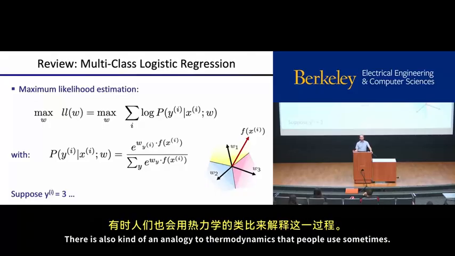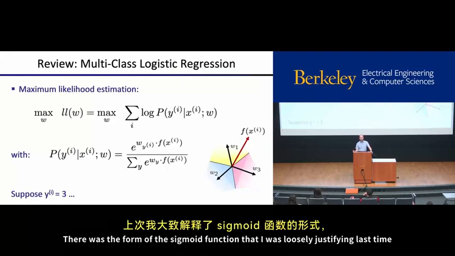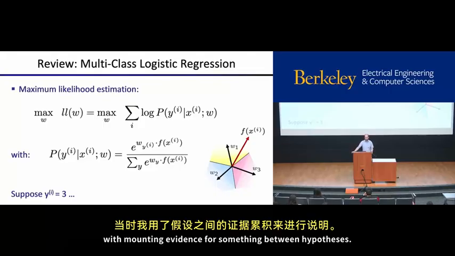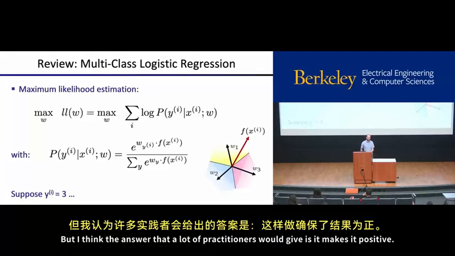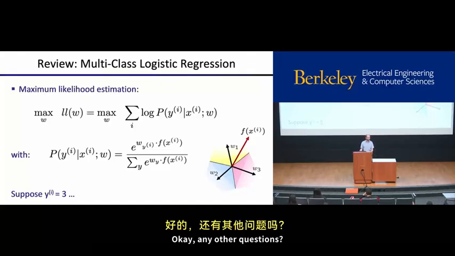There is also kind of an analogy to thermodynamics that people use sometimes that makes this form make a little more sense. There was the form of the sigmoid function that I was loosely justifying last time with mounting evidence for something between hypotheses, but I think the answer that a lot of practitioners would give is it makes it positive. Okay, any other questions?